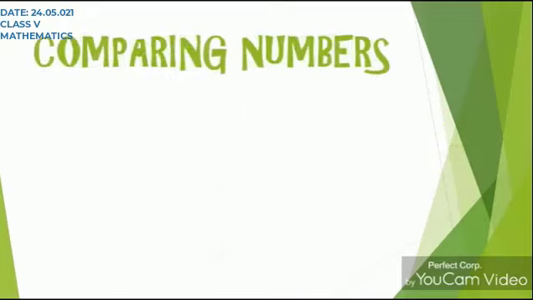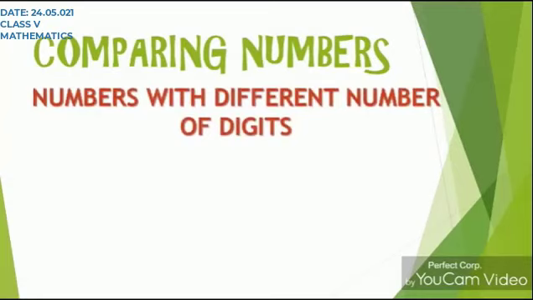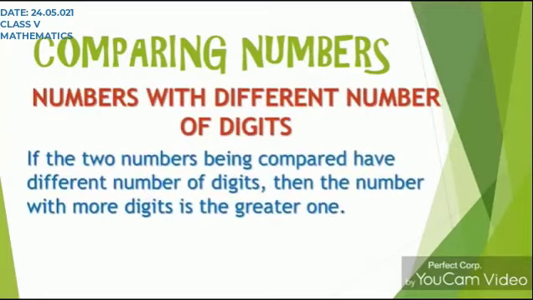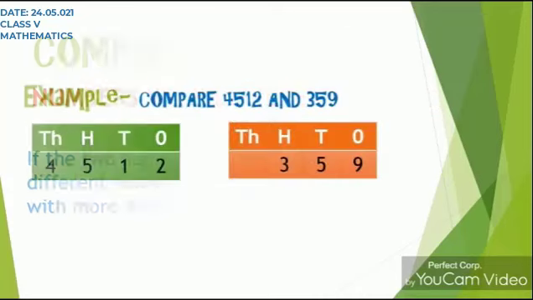There are multiple ways for the comparison of numbers. Let's see. Numbers with different number of digits. If the two numbers being compared have different number of digits, then the number with more digits is the greater one. Let's see an example.